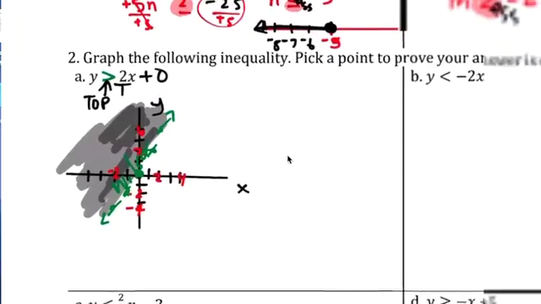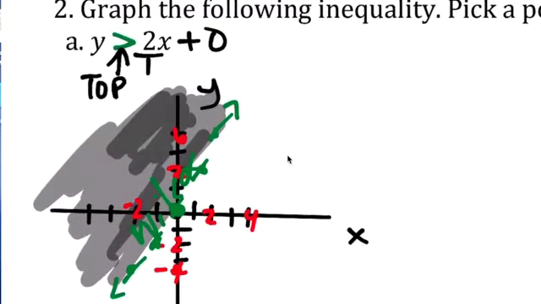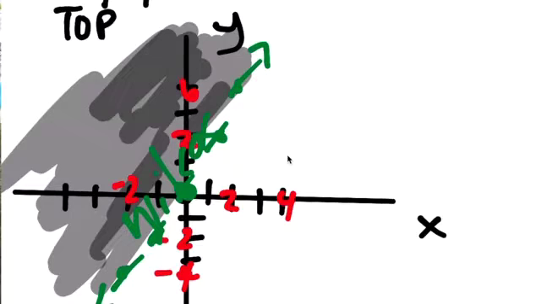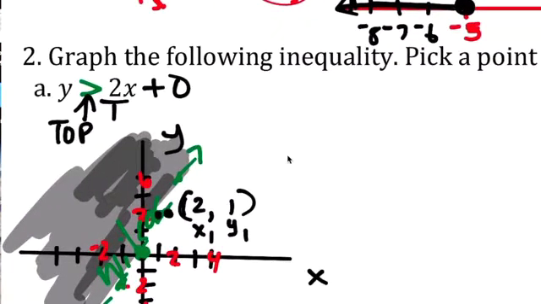Pick 2 points to prove your answer is correct. Let's say we pick 2, 1, right? x is 2, y is 1. So you've got y is greater than 2x.